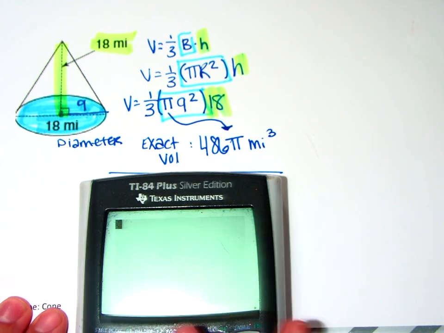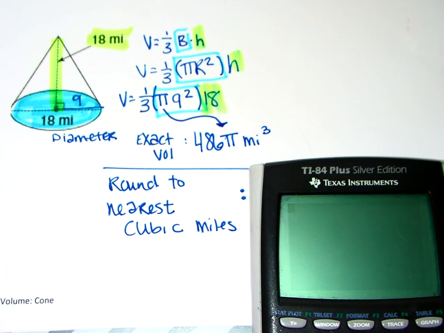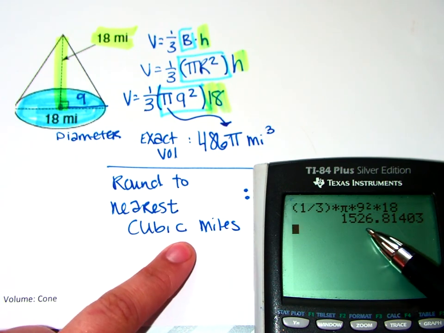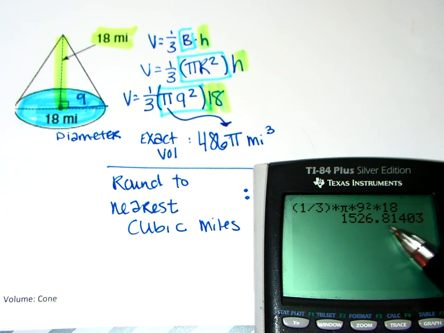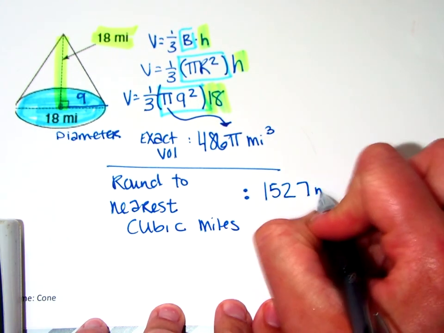To calculate rounded to the nearest cubic mile, remember that is a whole number. This time we're going to press pi. Once you press pi, you don't write pi. When you use it, you basically lose it. It's gone. You've already used it. So this gives us 1526.8, and if I'm rounding to the nearest cubic mile, I want to round to the nearest whole number, so I should be looking at the tenths spot. That tenths spot is 8. 8 is 5 or higher, so that bumps 6 to a 7 for a new volume of 1,527 miles cubed.